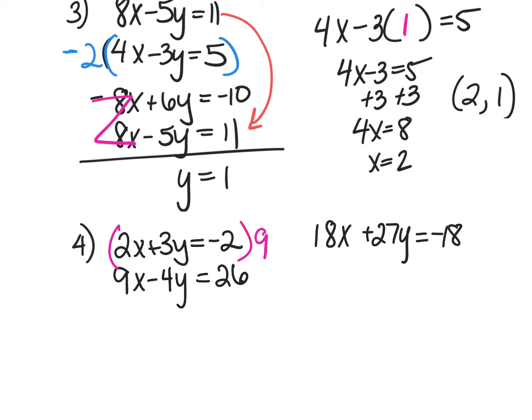Now, since both the 2x and the 9x are positive, on this one I've got to multiply by a negative, otherwise they won't eliminate. So what am I going to multiply the second equation by? A negative 2. And I get 9 times negative 2 is negative 18x. Negative 2 times negative 4y is plus 8y. And 26 times negative 2 is negative 52.